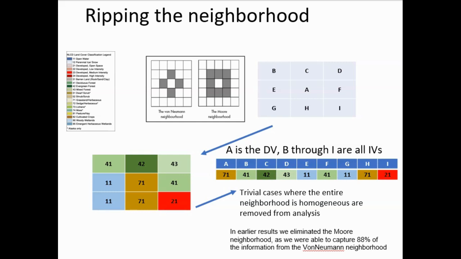So we label each cell, A through I in this example, create a row of data out of the land class values in the raster, and add it to the table of data we are extracting for this NLCD layer. As noted, we used reconstructability analysis to determine that the variables in the von Neumann neighborhood are able to capture 88% of the information in this model.